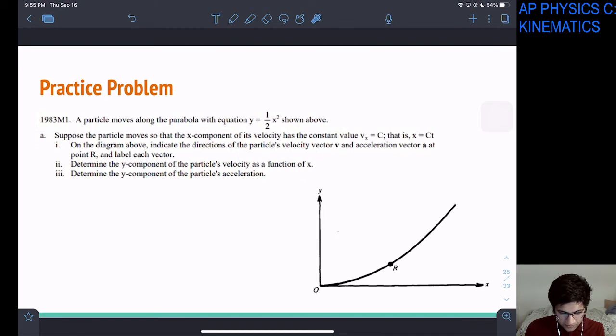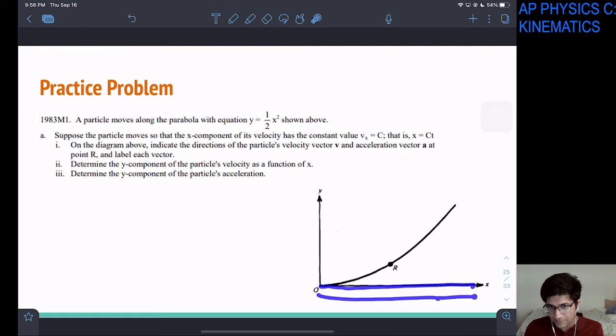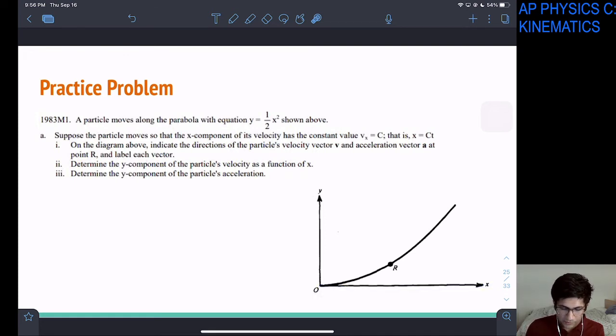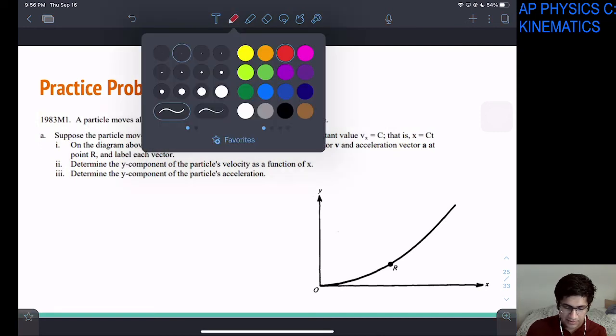So the particle is moving along the parabola here, right? It has both an x and a y component, but the x component has a constant value. It's not speeding up and slowing down. It's just going in one uniform motion. On the diagram below, indicate the directions of the particle's velocity vector v and acceleration vector a at point r. What are the velocity and acceleration vectors?